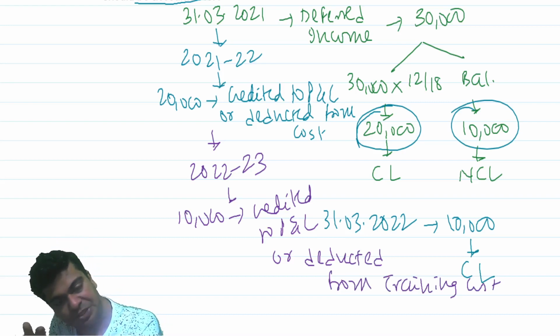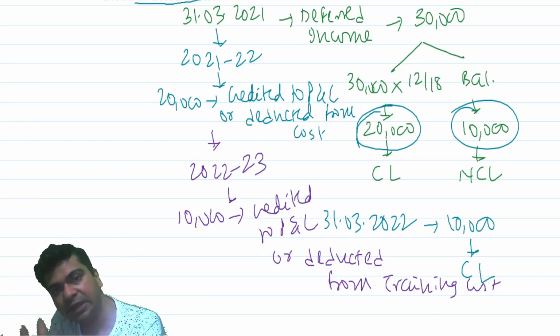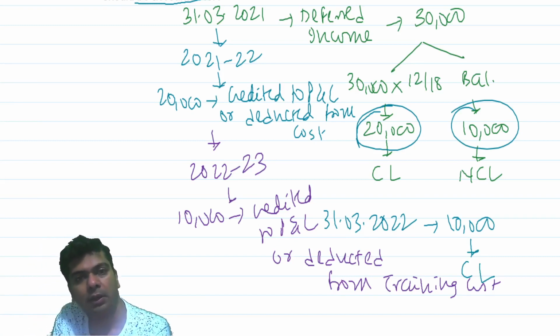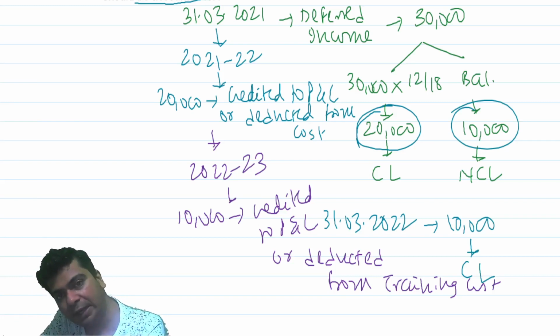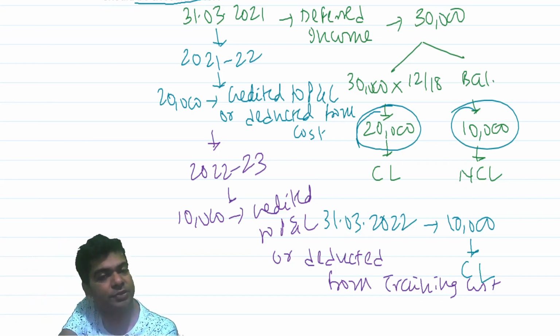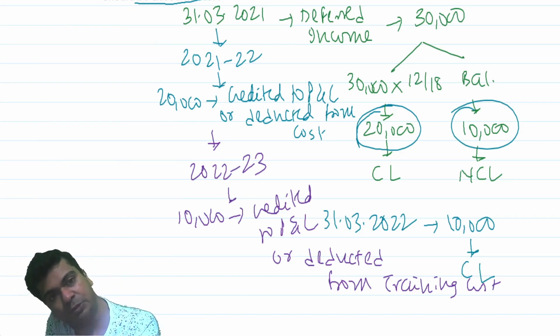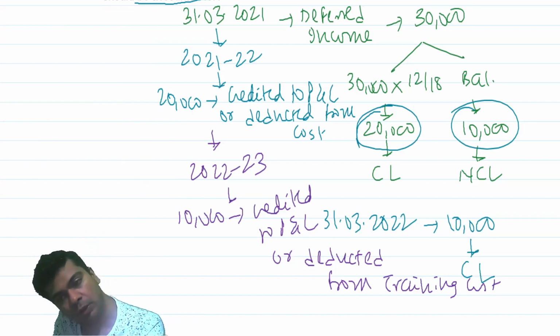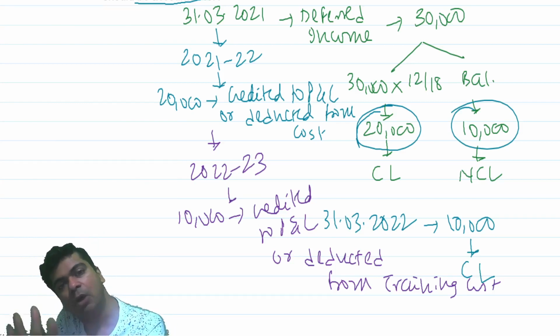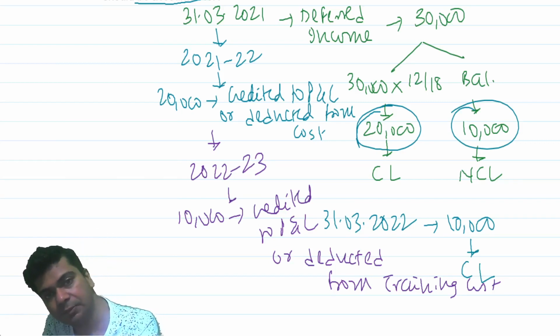We will have to show extract of the balance sheet for 3 dates: 31st March 2021, 2022, and 2023. In 2021, 30,000 will be split into 20 and 10. Current liability 20, non-current liability 10. In the next balance sheet on 31st March 2022, that 10,000 which in the earlier year we were showing as non-current liability will be now reclassified to current liability. And on 31st March 2023 balance sheet, nothing is to be shown because this another 10,000 is also now credited to the P&L. Entire deferred income has already got recognized in the P&L.